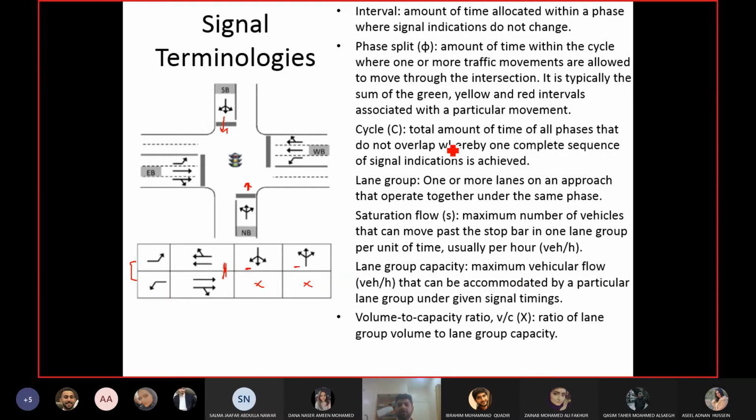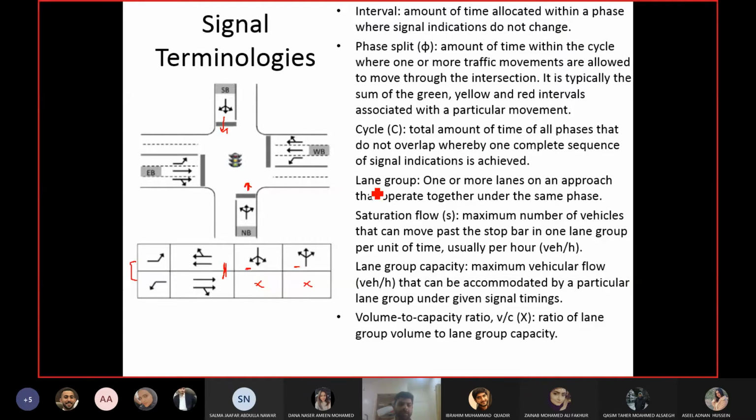Then we have the cycle, which is, I think I should have written cycle length here. Cycle length is basically the total amount of time for all phases that do not overlap, where they complete one sequence. Why the overlapping is mentioned here separately, we will come to it when we are looking at the examples, then it will be more clear. But here it is the time taken for non-overlapping phases to complete the movement. I will give an example of why overlapping is not considered here.